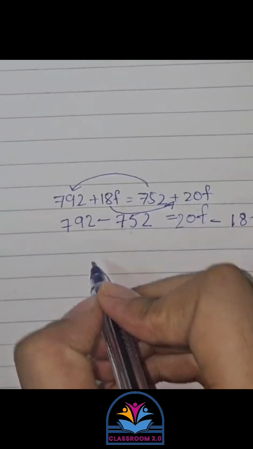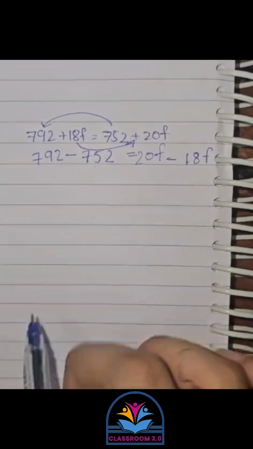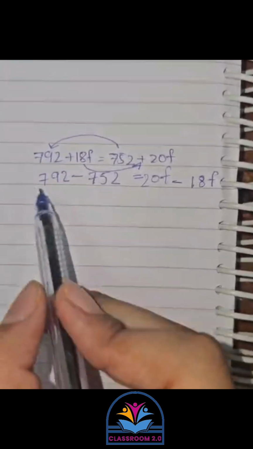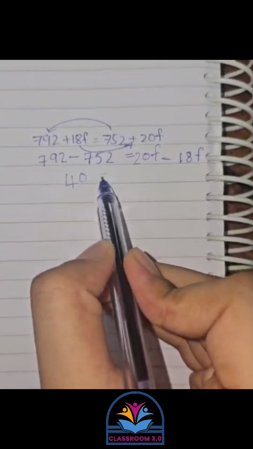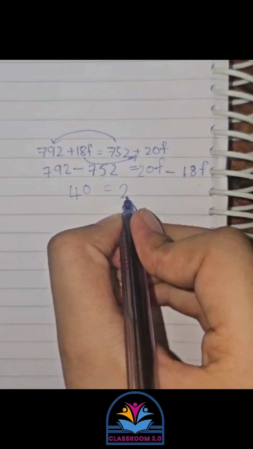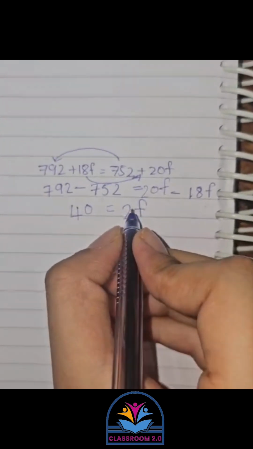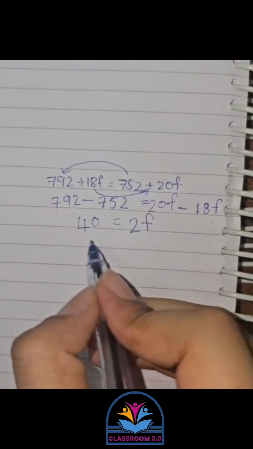Now the next step is, now just subtract 792 from 752. What will you get? We will get 40. Now 20f minus 18f, you will get 2f. Now here we have to find f now. So leaving f, we will take everything that side. Everything means 2 is with f, right? So we will take 2 that side.